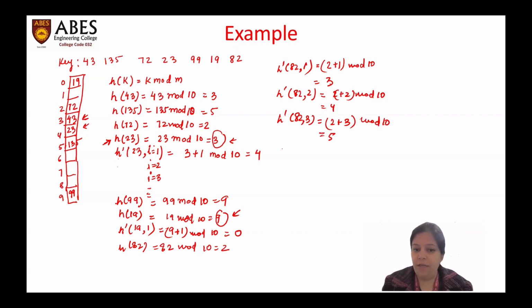Again, index 5 is preoccupied, so we probe with the value of i as 4. This time it will be (2 plus 4) mod 10, which gives us index 6. And as you can see, index 6 in the table is empty, so we are going to store 82 here at the 6th index in the hash table.